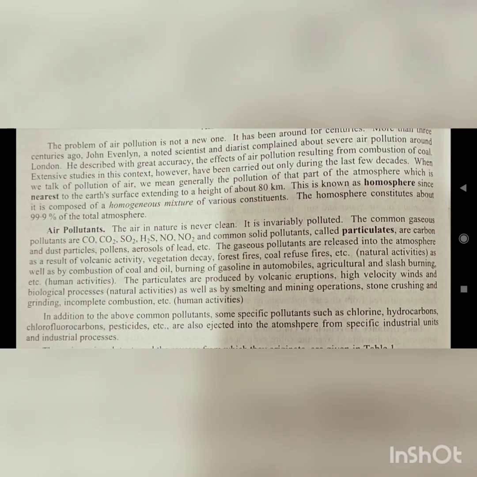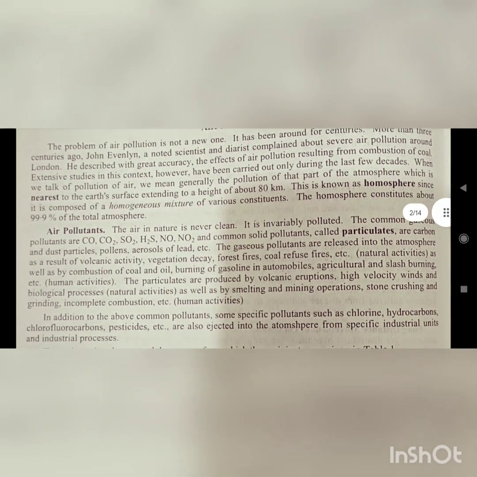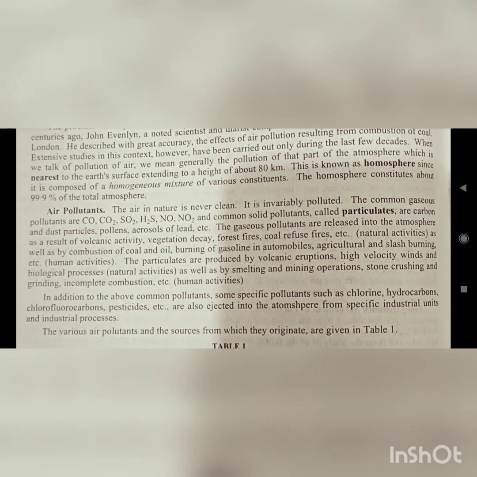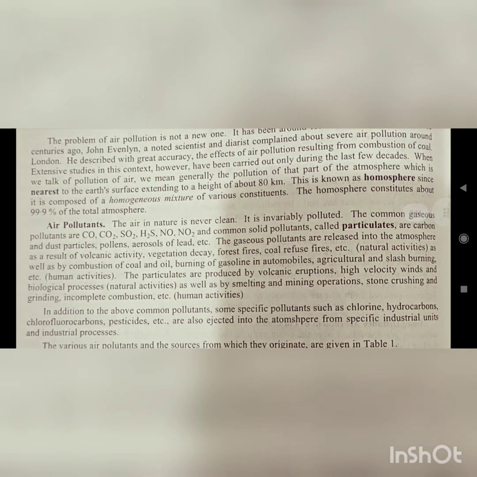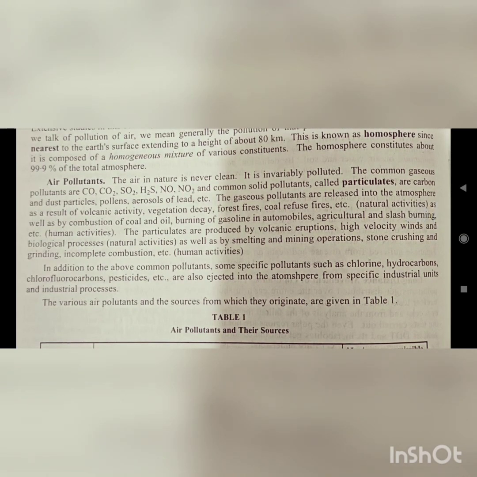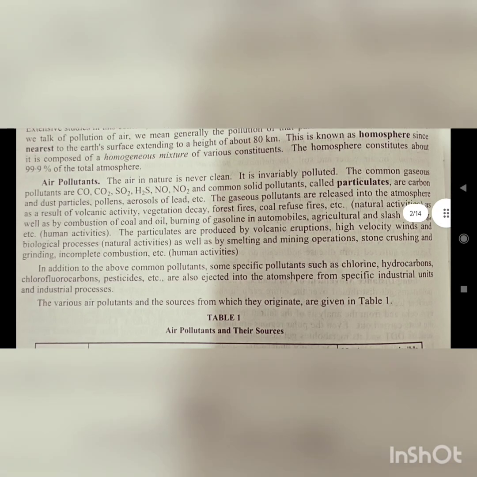When we talk of pollution of air, we mean generally the pollution of that part of the atmosphere which is nearest to the Earth's surface, extended to a height of 80 km. This is known as the homosphere since it is composed of a homogeneous mixture of various constituents. The homosphere constitutes about 99.9% of the total atmosphere. Air pollutants. The air in nature is never clean. It is invariably polluted.